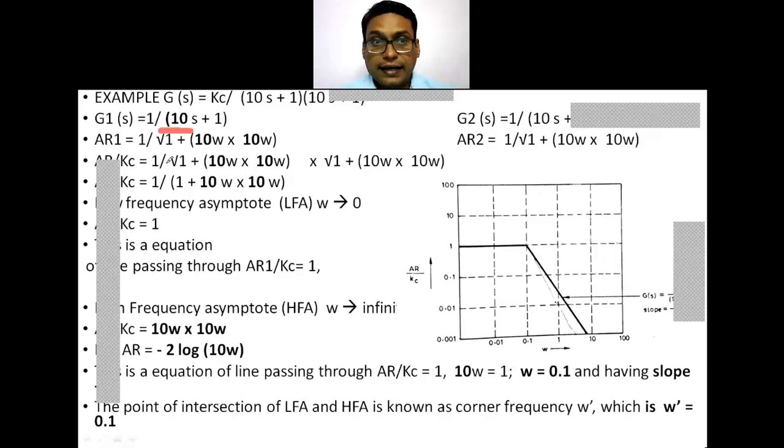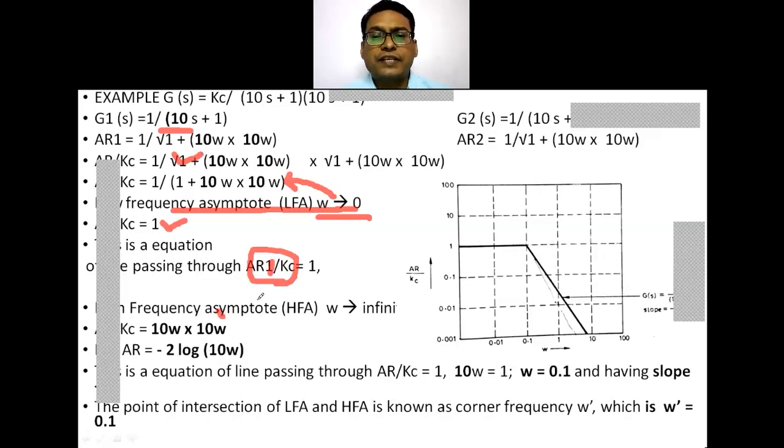Then the low frequency asymptote, that is omega tends to 0. I am going to substitute these values in this amplitude ratio and simplify that. Mostly it comes as amplitude ratio upon Kc equals 1. So this is the equation of the line passing through amplitude ratio upon Kc equal to 1. This is written overall here because both are clubbed at this point.